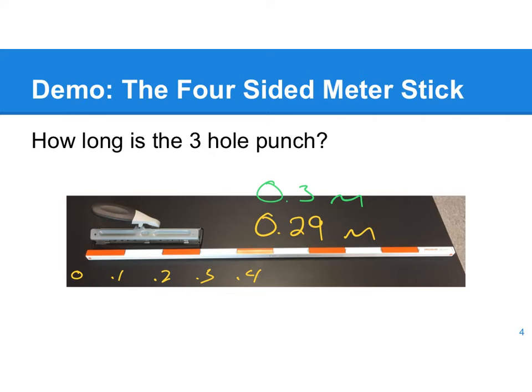And why can I do that? Because that's how accurate my tool is. The more accurate my tool is, the more decimal points I get. So I went from my initial 1 sig fig. Now I have 2 sig figs. Let's go to the next side.